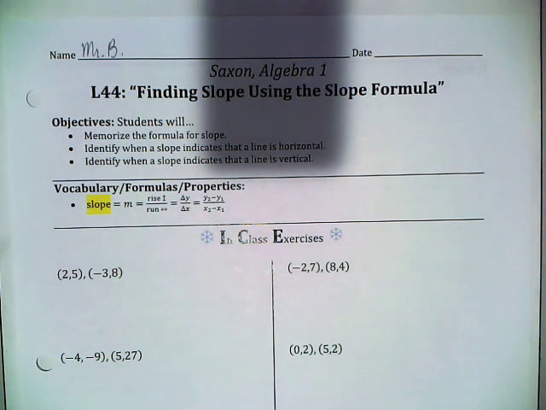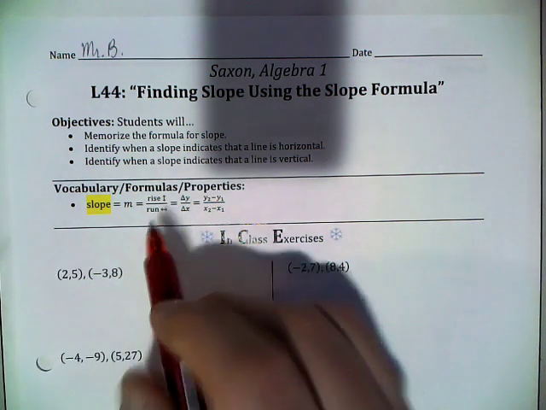This video is over lesson 44, finding slope using the slope formula, and it's for my Algebra 1 class. In a previous lesson, we learned how to find slope, particularly looking at a graph and looking from point to point. However, in this lesson, we're going to focus specifically on using the formula. So in order to use the formula, we got to know the formula.